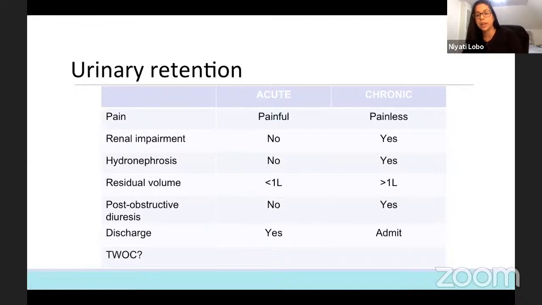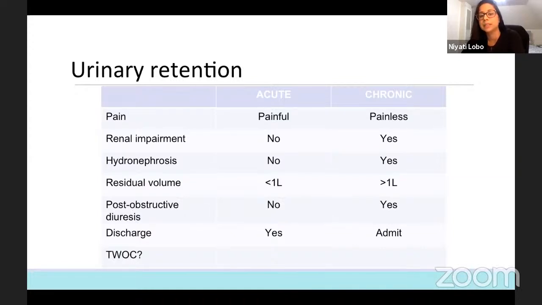So acute retention, absolutely place a catheter in, start your patient on tamsulosin and refer them to the TWOC clinic. However, if the patient has chronic retention, they need to be admitted and under a urology team.